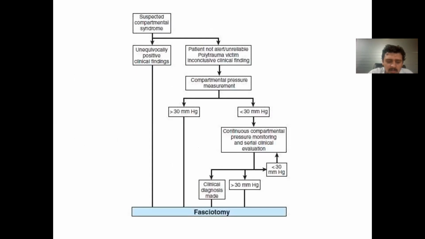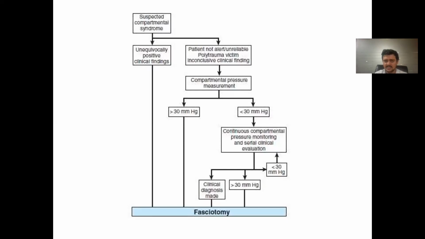This is the flow chart. We will try to elaborate the flow chart. If you are suspecting compartment syndrome and you are finding unequivocal clinical positive findings, do fasciotomy. There is no need to measure the compartment pressure. If you cannot diagnose clinically, and your patient is not alert, unreliable, or a polytrauma patient, so your clinical findings may be inconclusive, in this case you measure the compartment pressure. If compartment pressure is more than 30 mm Hg, do fasciotomy.